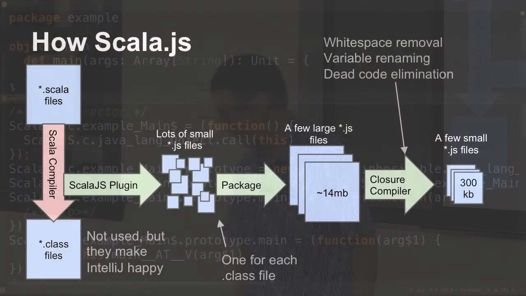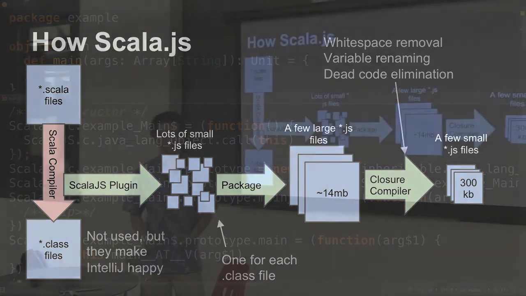So how does it work? Basically, you have a Scala compiler. It takes in a bunch of Scala files. It spits out a bunch of class files at the end. Scala.js is a compiler plugin.